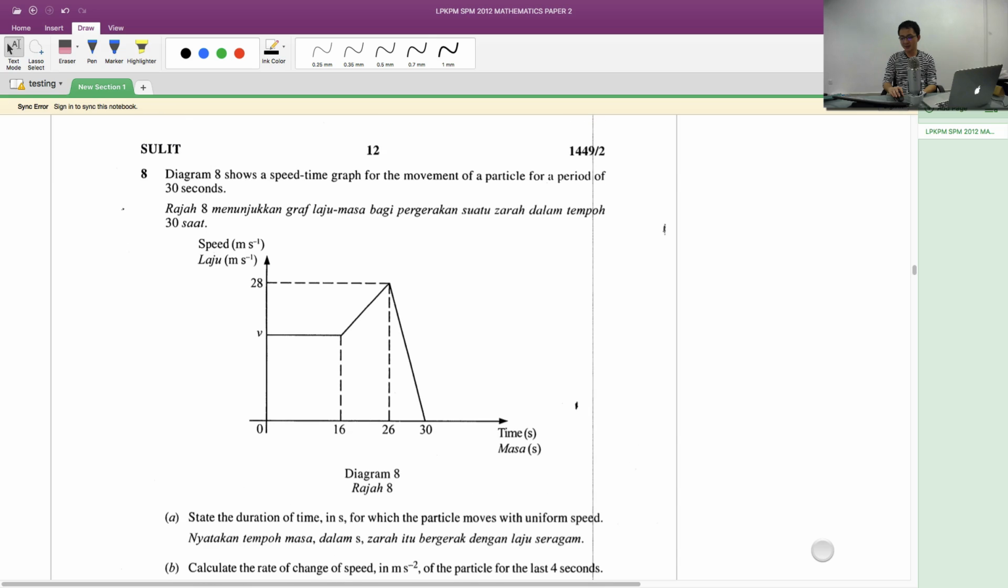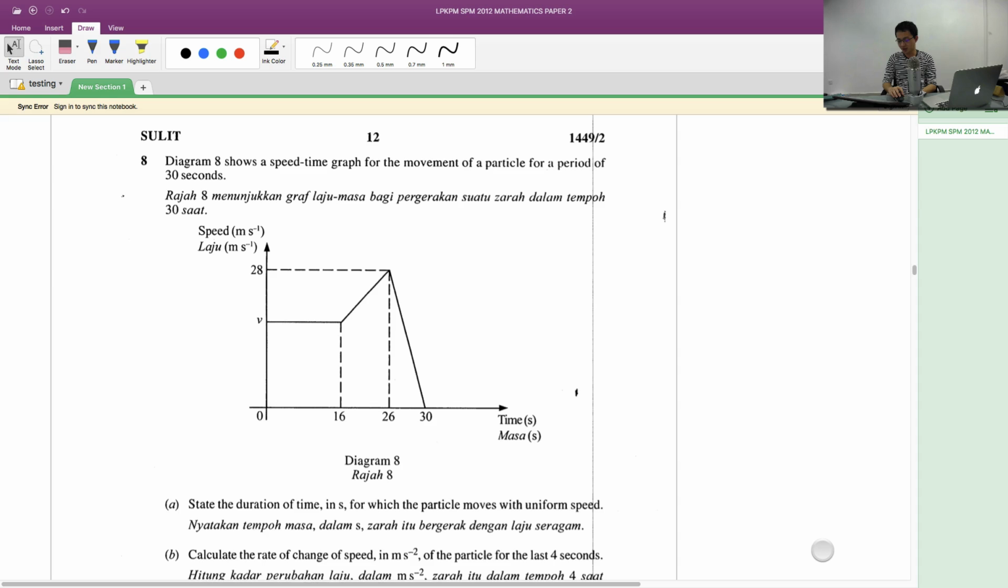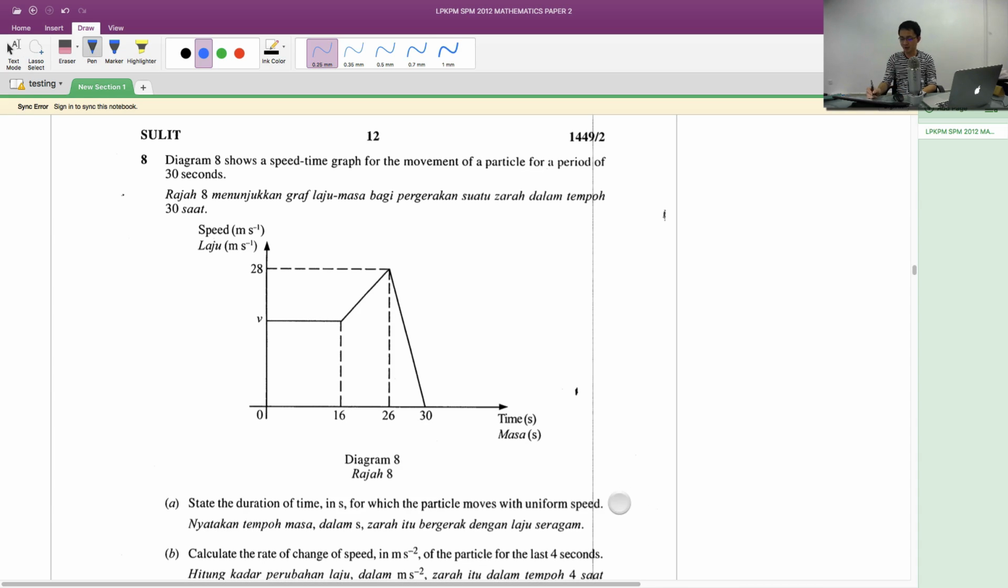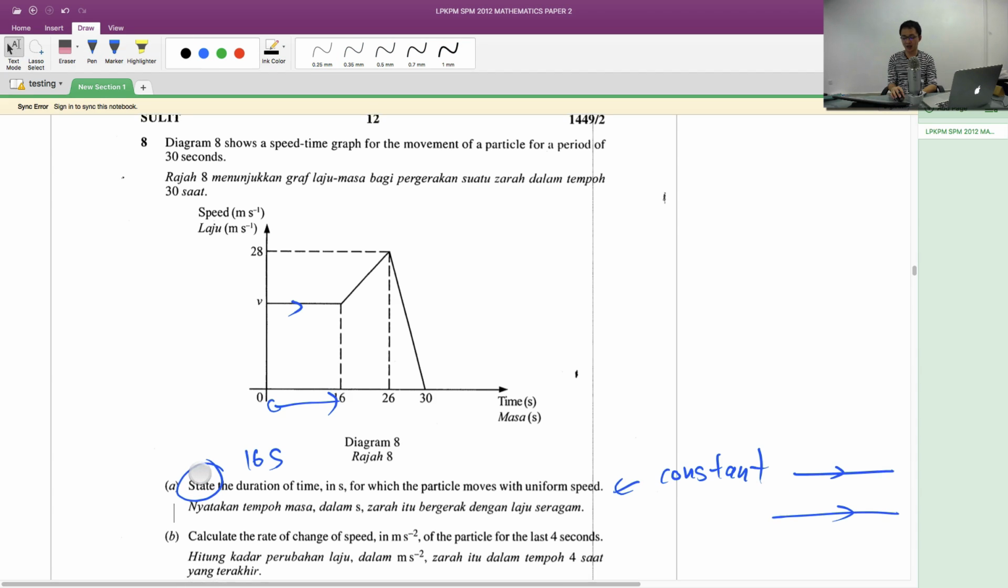Okay, diagram A shows the speed-time graph for the movement of a particle for a period of 30 seconds. State the duration of time which the particle moves with a uniform speed. Uniform speed means you must find something constant. Constant means it must be parallel to the x-axis. So obviously this is uniform speed. He asks you to state the duration, not the speed. The duration is basically 16 seconds, so just write 16 seconds. Whenever you see state, just write the answer, no need for any working.